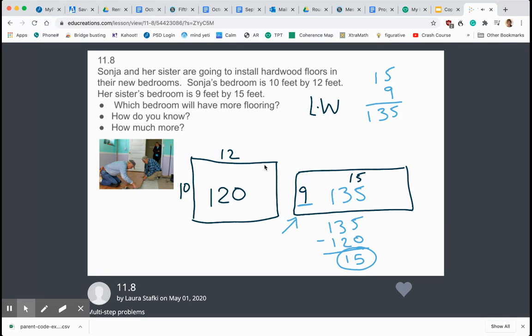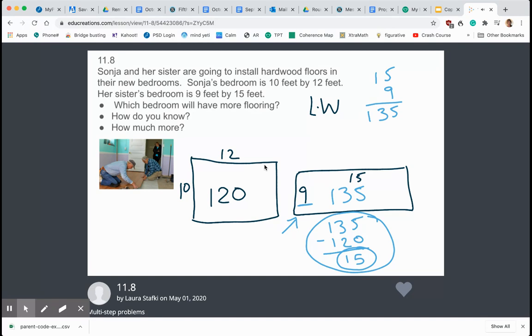So when you look at this, the hidden question is how many square feet is Sonia's bedroom and how many square feet is her sister's bedroom? And you need to know that in order to figure out how much more. So when you do your reteaching worksheet, it's going to be asking you for those hidden questions. Once you identify if there's a hidden question, it really helps you know where to begin to solve a more complicated question.